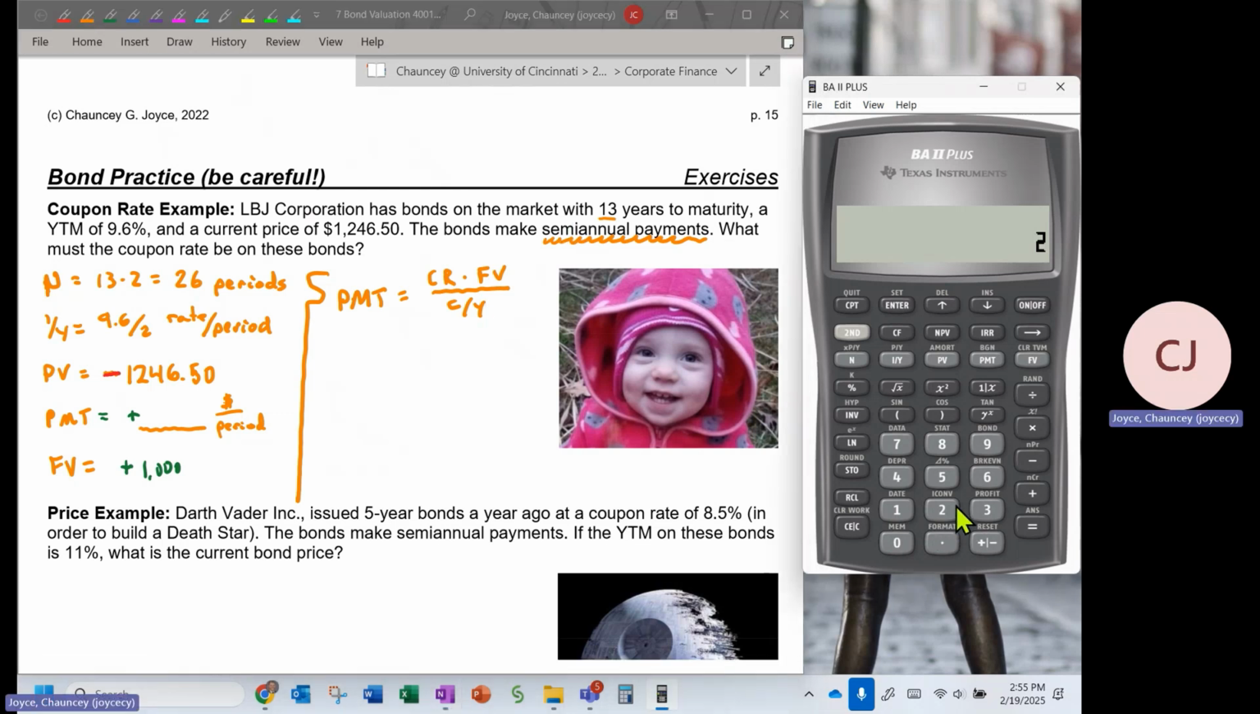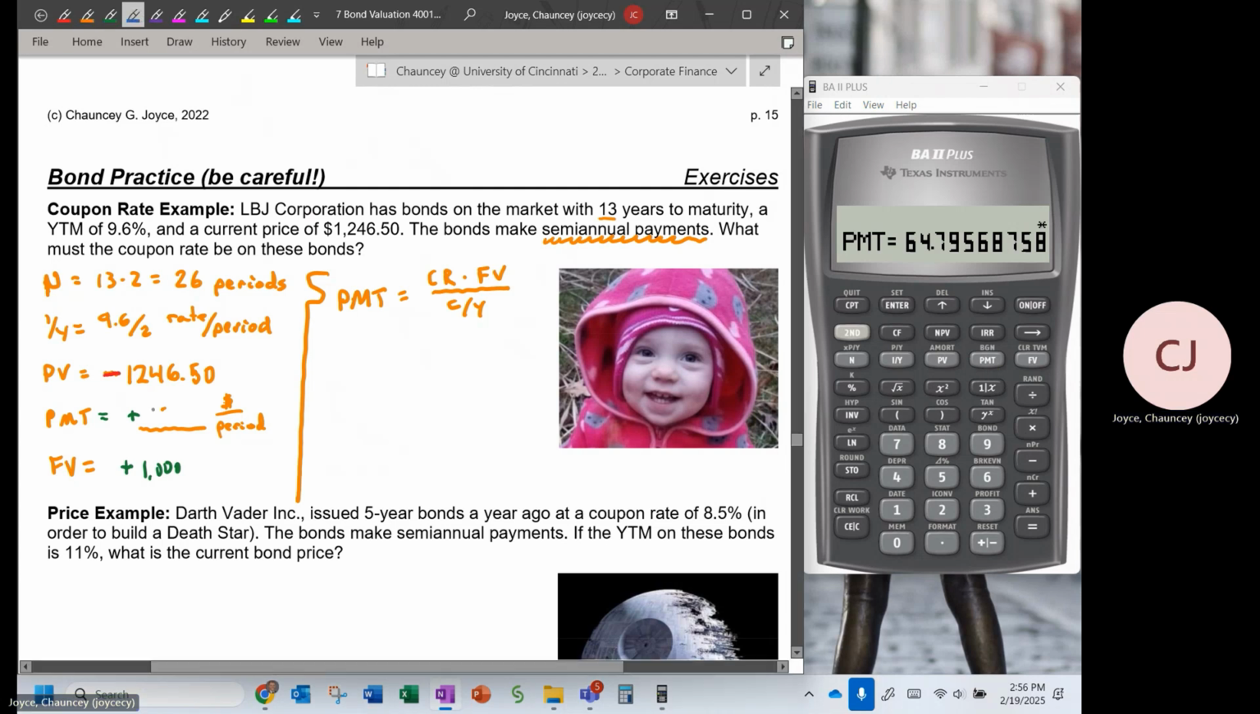So we have 26 periods, 26 for N, 9.6 over 2 for a yield per period, and then negative 1246.5. That's the price, the present value. You have to pay that price with the expectation of receiving the positive coupon payment, and we're going to input a positive future value. So we're going to compute for the payment. That comes out positive. Yes, that's true. So this will be our 64.80, but I'm not going to round that, so I'm just going to put it here.